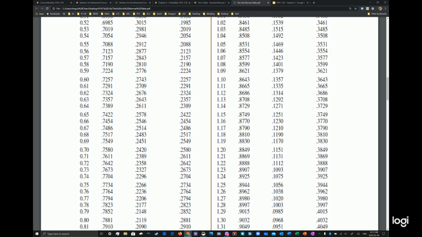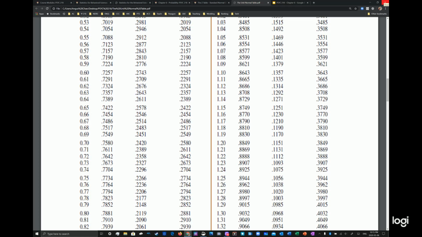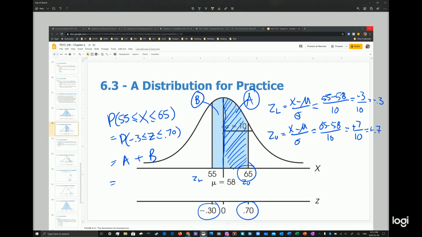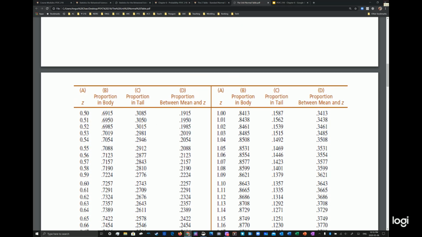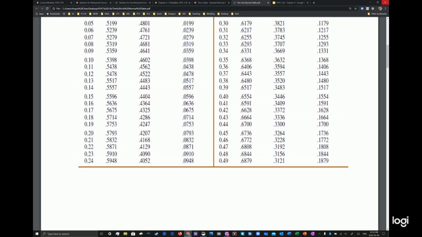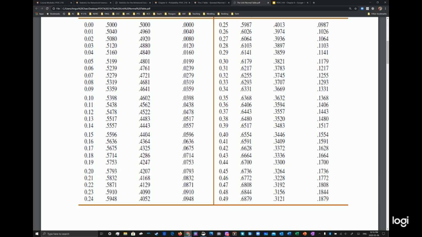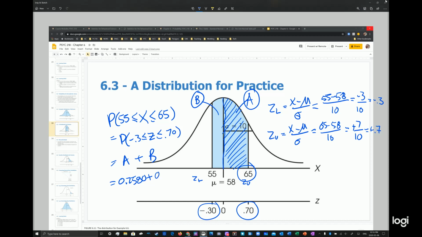So we find 0.7, which is right here, and we can actually find the two values at once. Again, it's between the mean and the z-score. So 0.7 has a proportion of 0.2580, plus 0.3. Again, it's negative 0.3, but since this normal distribution is symmetrical and we're looking for column D, we find positive 0.3, and that proportion in column D gives us 0.1179.